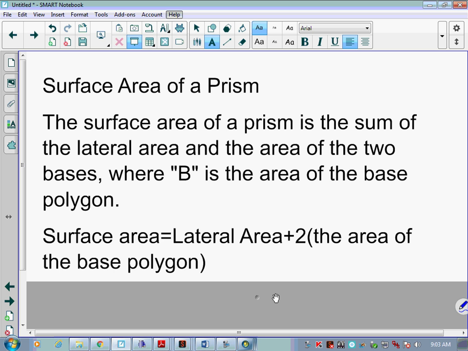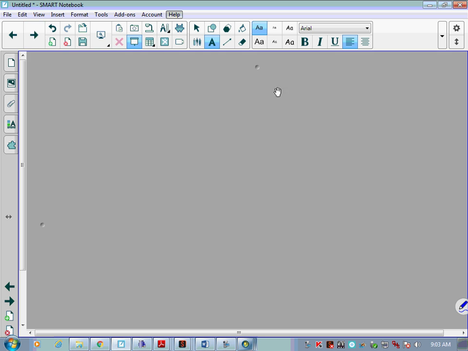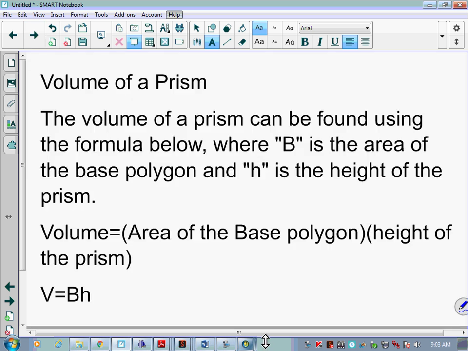So surface area here is going to be taking my lateral area, which if you remember is the perimeter of the base polygon times my height, plus 2 times the area of the base polygon. The reason it's 2 times that is because in a prism we should have 2 bases. So imagine that can of soup again. If we found the lateral area, then we're going to add on the top and the bottom to find the surface area. Then we've got volume.